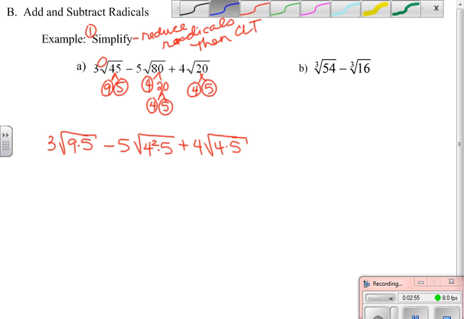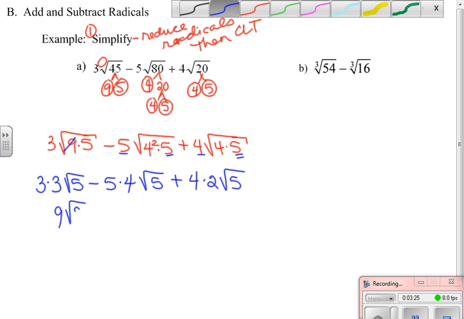So I can take, I've got my 3 here. The square root of 9 is 3. Can't take the square root of 5, so it stays out. This 5 comes from right here. The square root of 4 squared is 4. Can't take the square root of 5, so it stays under the radical. This 4 stays out here. The square root of 4 is 2. Can't do anything with the square root of 5. Do the multiplications out front.